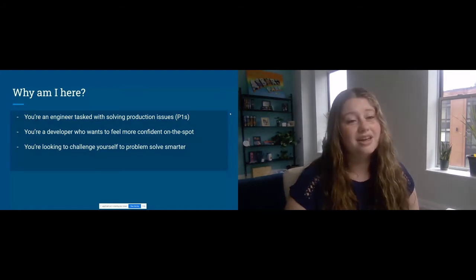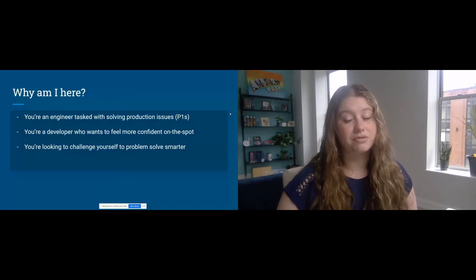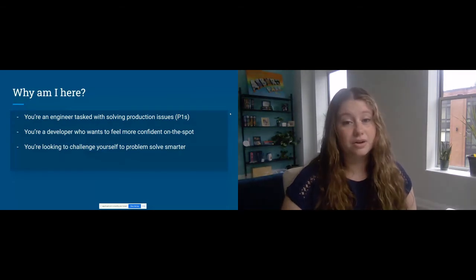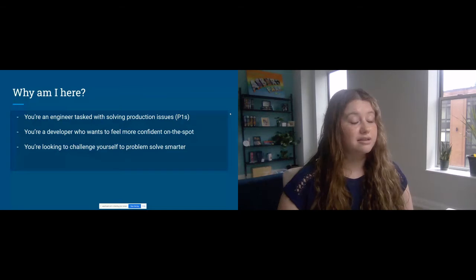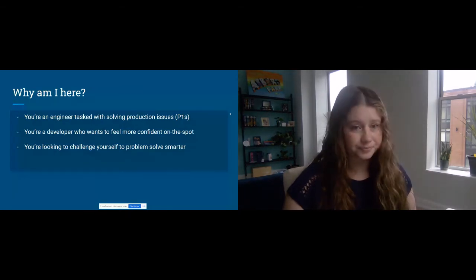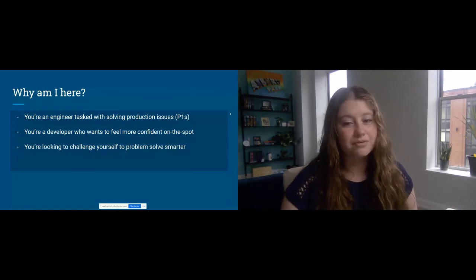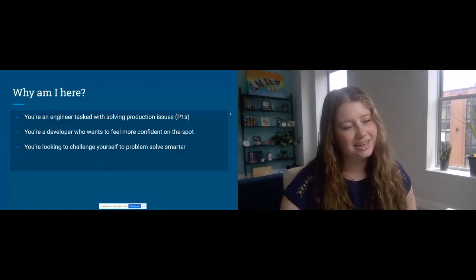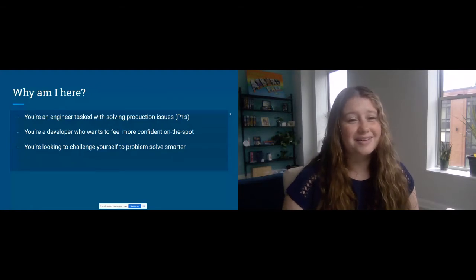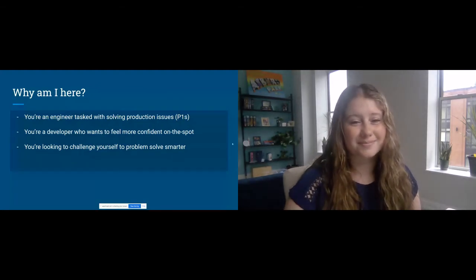But in this session, maybe you're an engineer who's tasked with solving production issues, also known as P1s. Maybe you're a developer who wants to feel more confident on the spot when you're being asked questions, asked to solve problems, tasked with finding answers. Or maybe none of the above, but you're just looking to challenge yourself to problem solve smarter. If any of the above apply to you, you're in the right place. Otherwise, you might be in the wrong class, and let me know if you need a syllabus.